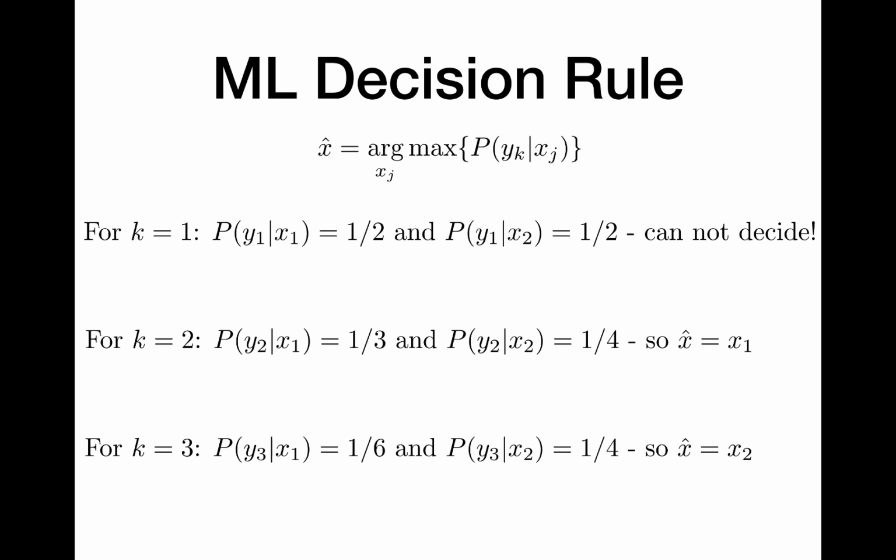And then for k equal to 3, if you do the same thing, you get the two probabilities as 1/6 and 1/4, and 1/4 is greater than 1/6. So in this case, the maximum value of the probability is returned for x equal to x2, and therefore that is the optimum decision, x hat equal to x2.